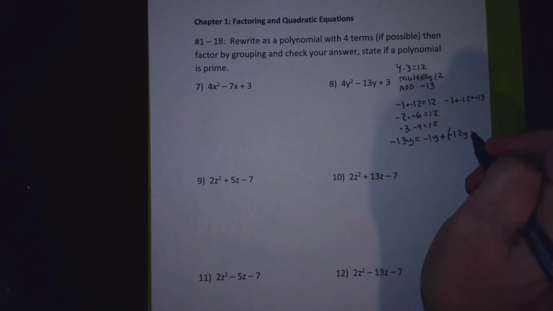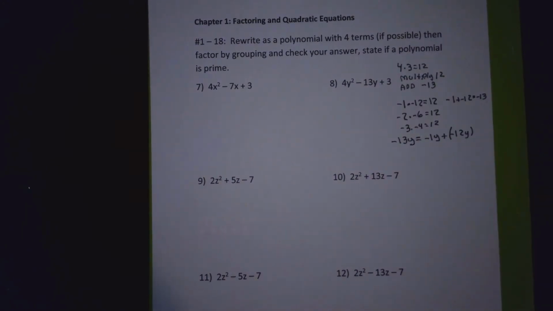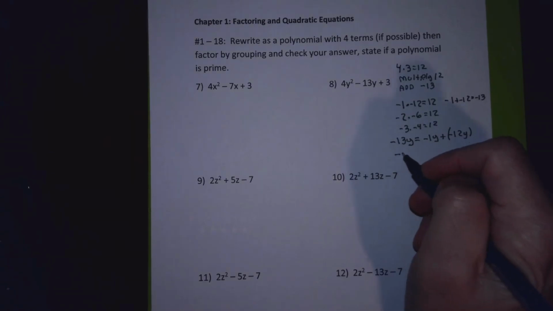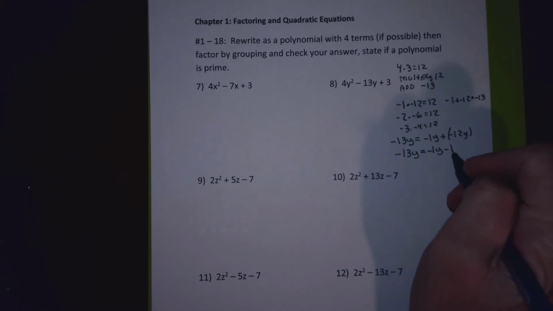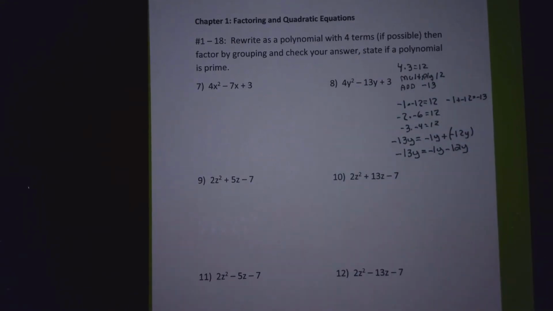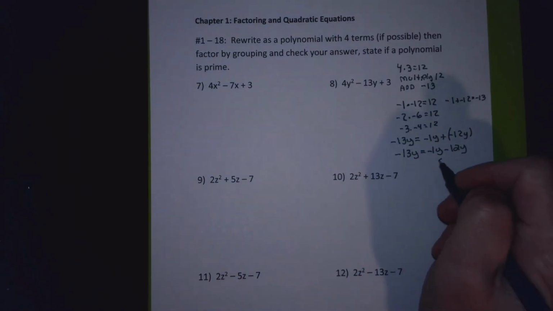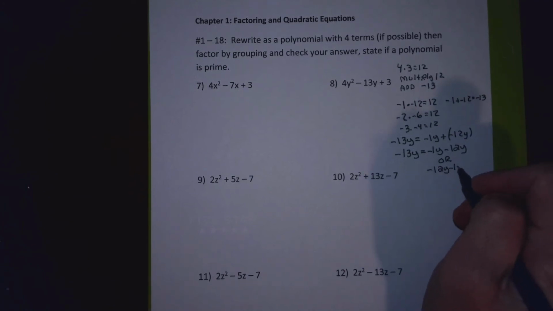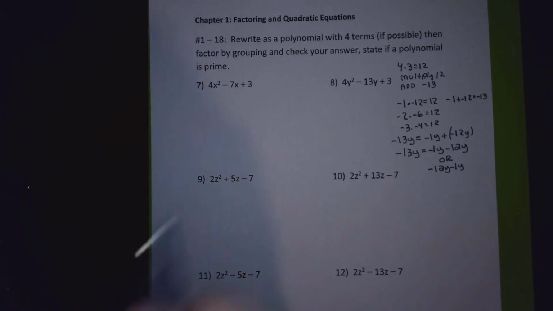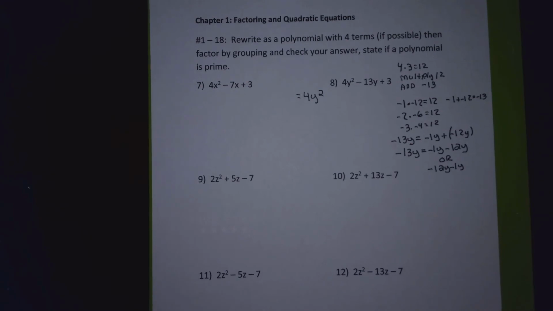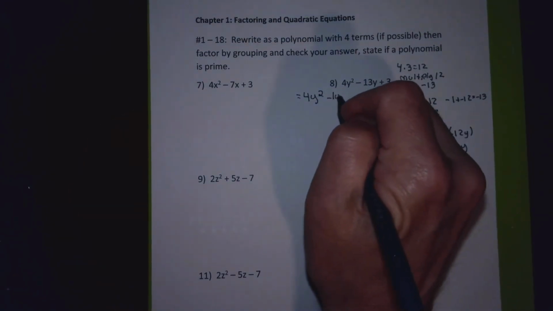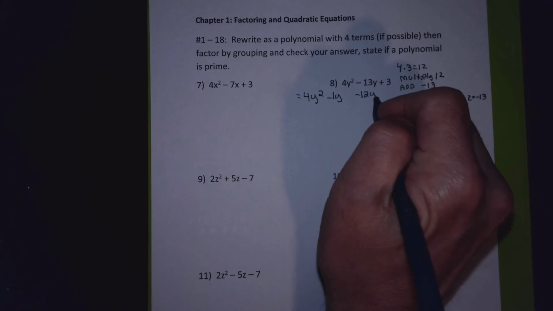And I don't like having plus and negative. I guess it's okay, but I like doing it this way. I'm going to make this minus 13y equals minus 1y minus 12y. That's just what I choose to do, and I'll be consistent with myself. Again, you could flip-flop this. It wouldn't be any less right if you wrote minus 12y minus 1y when you split the problem up into 4 terms. So I can write this as 4y squared, and then my choice, I'm going to do minus 1y minus 12y plus 3.